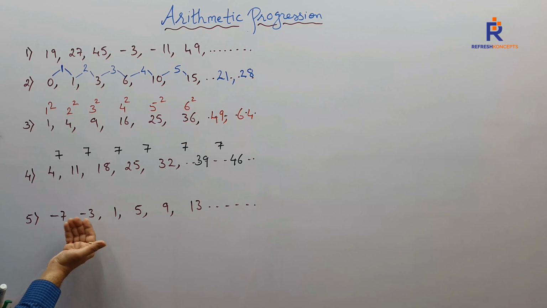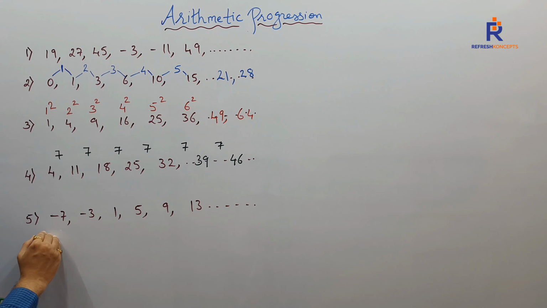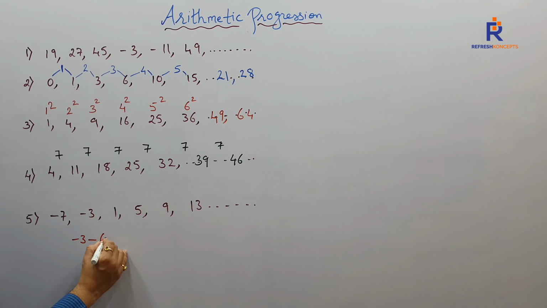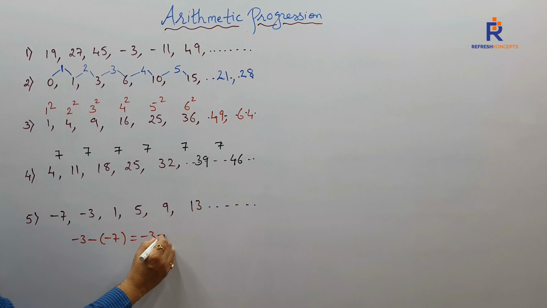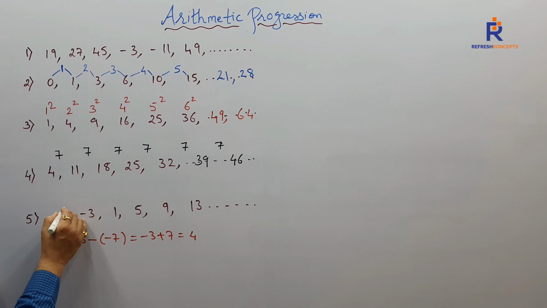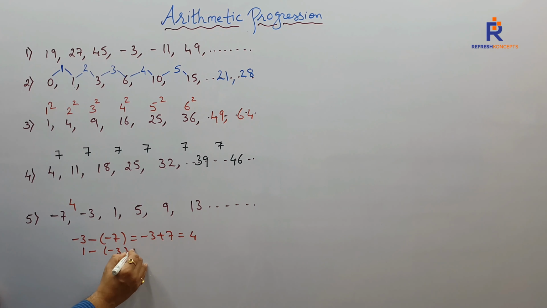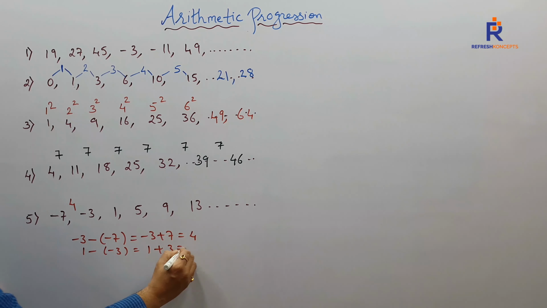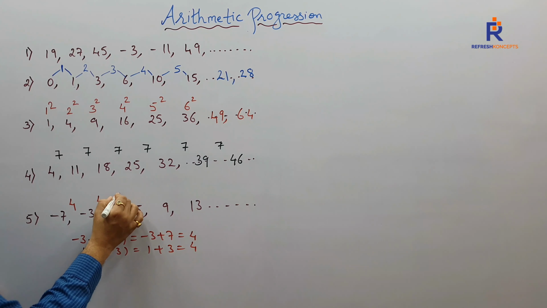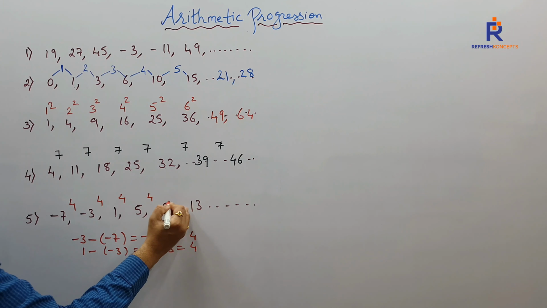So what is the difference between the second term and the first term? When I say difference between second term and the first term, those who fail to understand, let me show you. The difference will be minus 3 minus of minus 7. Answer will be minus 3 plus 7, which is 4. So can I say the difference is 4? Now 1 minus of minus 3, 1 plus 3, which is 4. 5 minus 1, 9 minus 5, 13 minus 9.